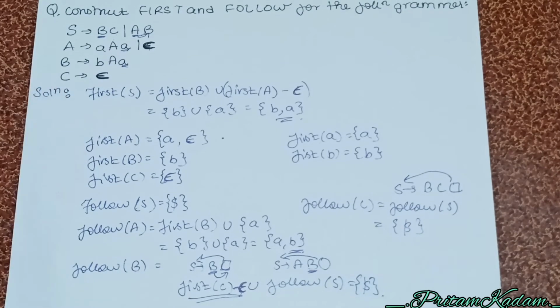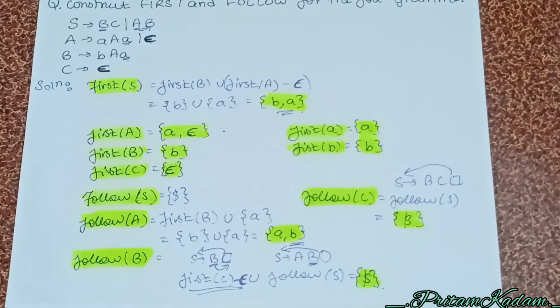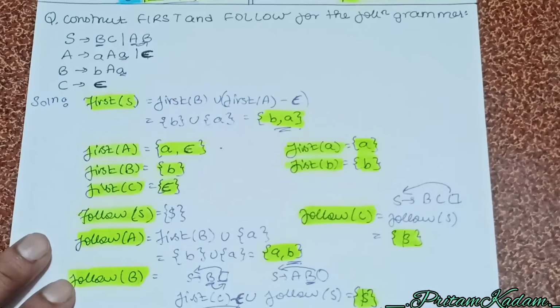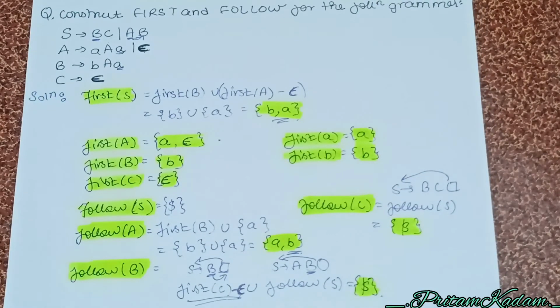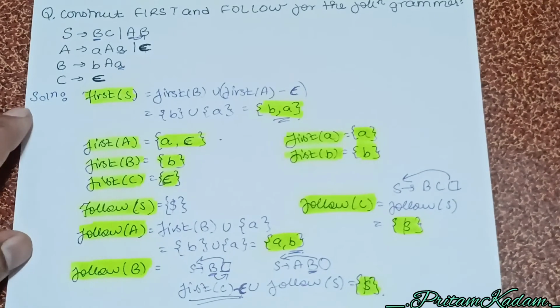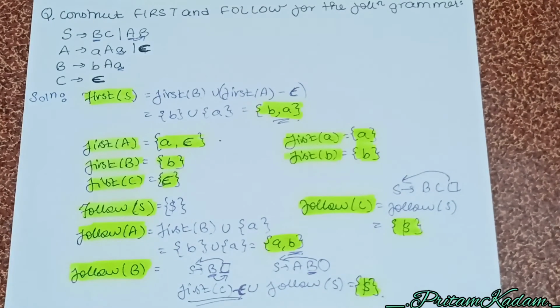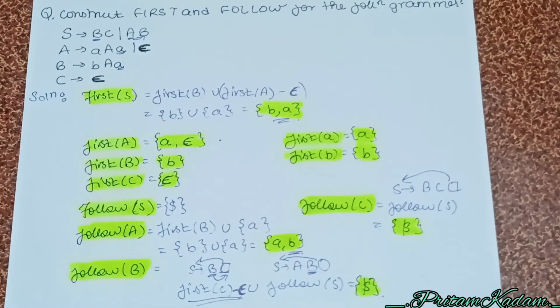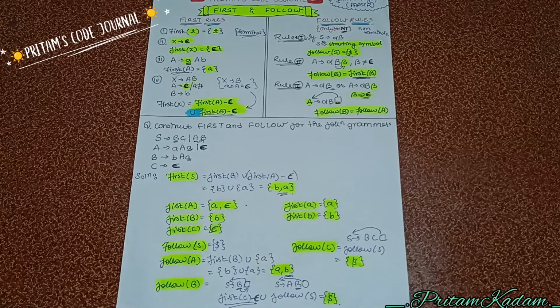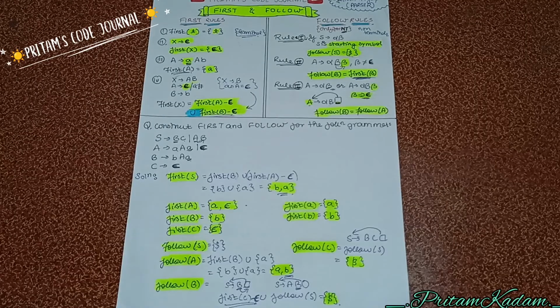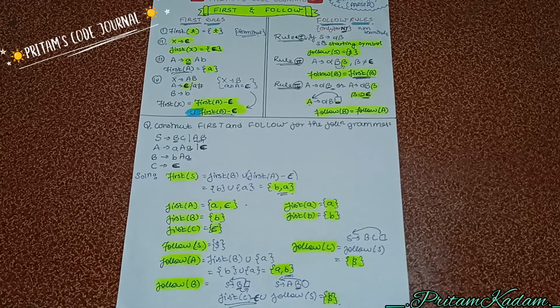We can find the first of terminals and non-terminals both, but we just have to find the follow of non-terminals. And if you get any questions for finding the first and follow, you have to solve it like this. We also need to find the first and follow for the LL1, that is the predictive parser, then for the SLR, that is LR0, then CLR, LR1, and the LALR.